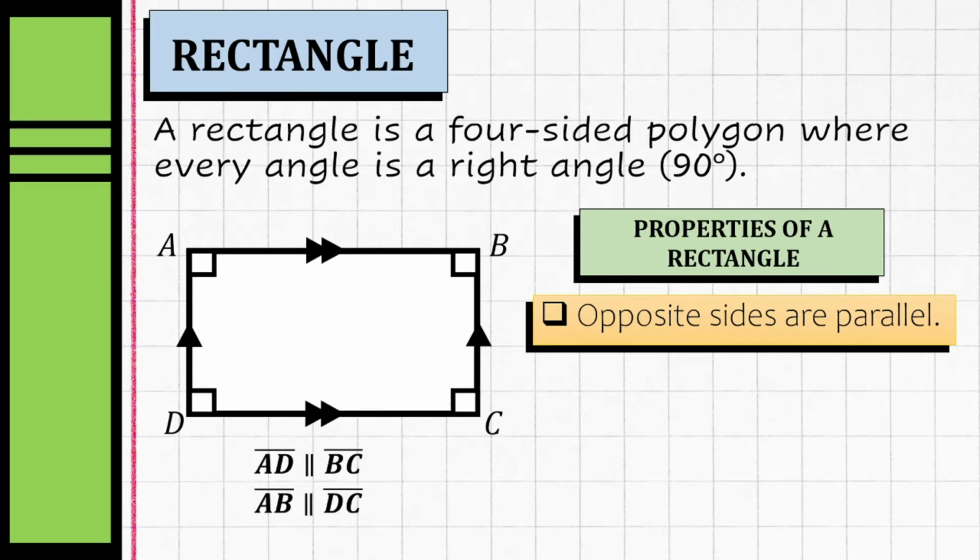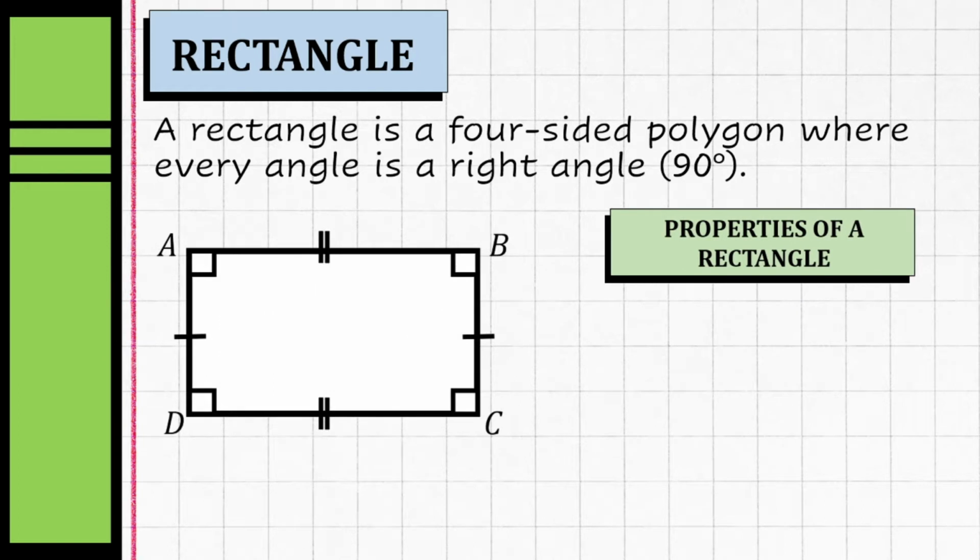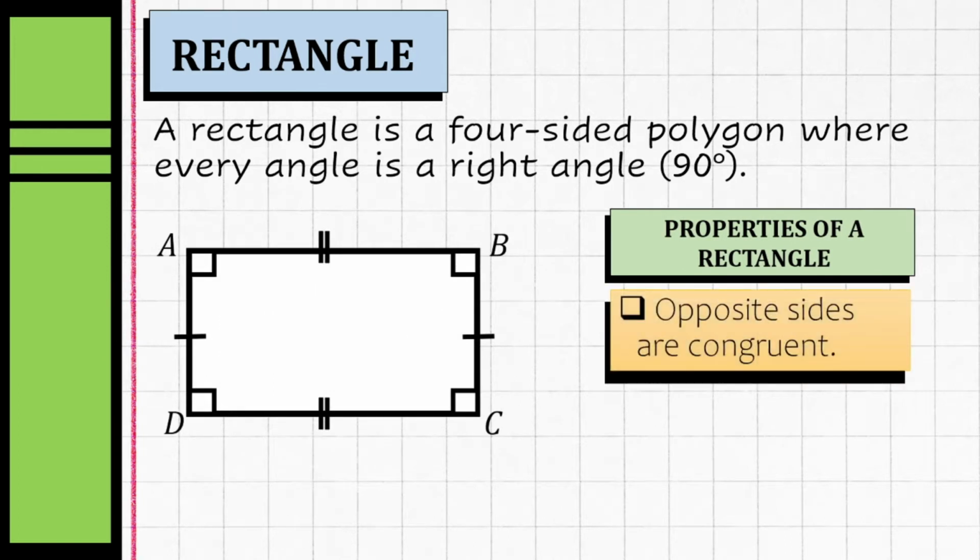Okay, let's talk about another property about their sides. The opposite sides of a rectangle are congruent. So, we can say that side AD is congruent to side BC and side AB is congruent to side DC.